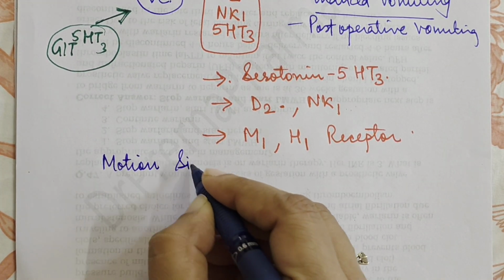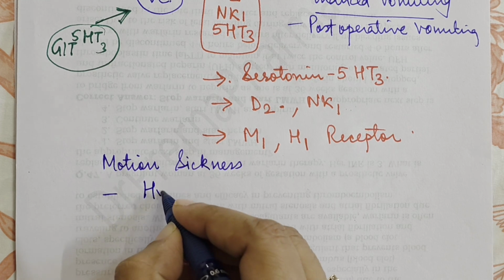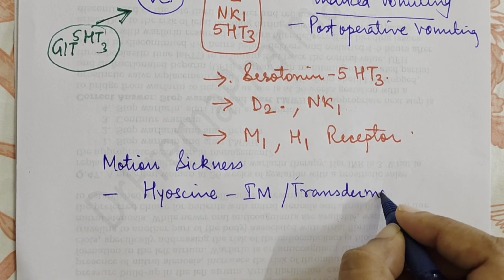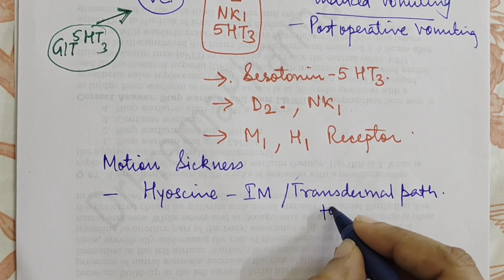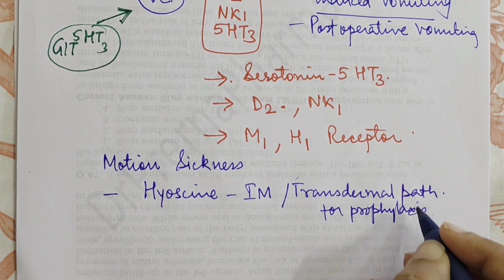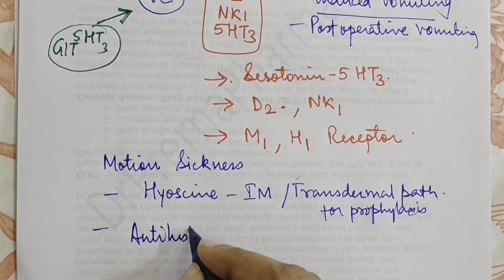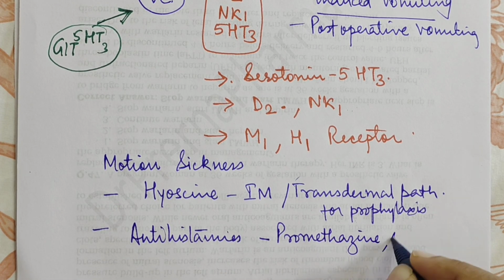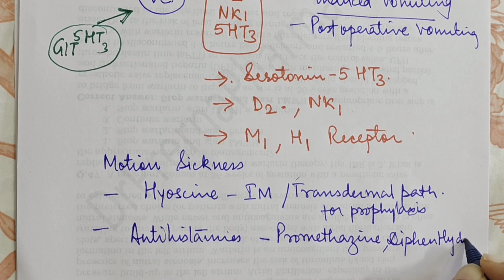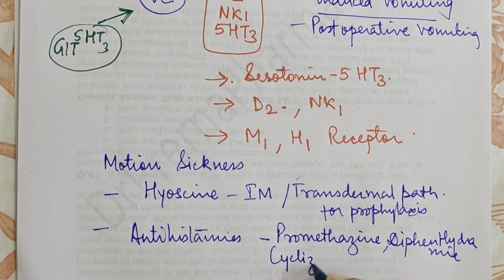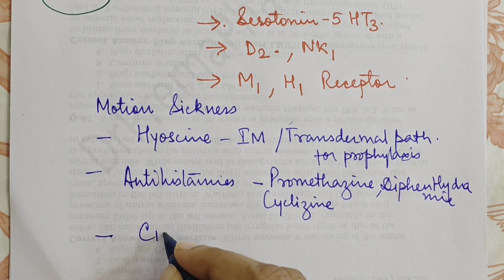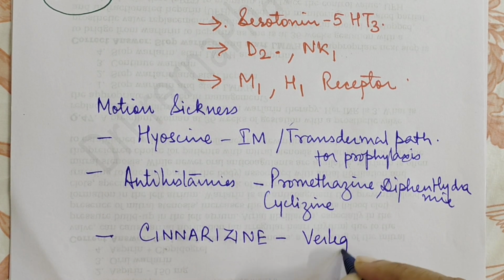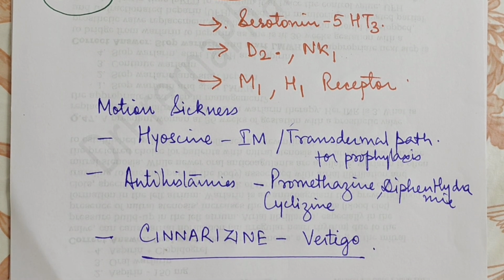The first vomiting that we are going to see is motion sickness. In motion sickness we give hyoscine. It is given intramuscularly, or as a transdermal patch for prophylaxis, like when somebody is traveling somewhere, they can use this patch. Then we give antihistaminics, like promethazine or diphenhydramine. Then cyclizine can also be used. Then there is a very specific drug we had studied earlier in histaminics, cinnarizine. This is used in vertigo. Okay, so these are the drugs which are used in motion sickness.